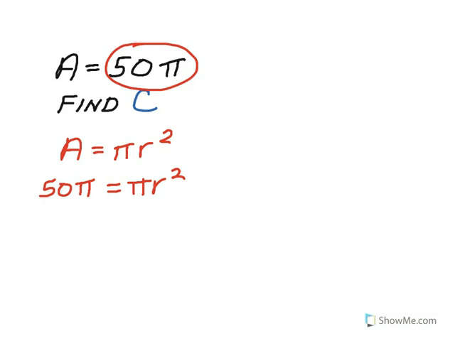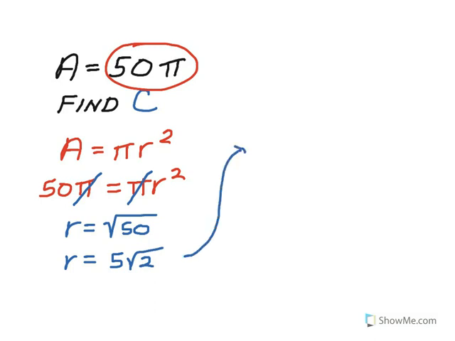I see I've got pi on both sides. So if I divide both sides of this equation by pi, I get r squared is 50. So r is the positive square root of 50. The reason I know it's the positive square root of 50 is that a radius is a distance, and distance is always positive. 50 is 25 times 2, so I get that the radius is 5 times the square root of 2. Now that allows me to plug that into the circumference formula.